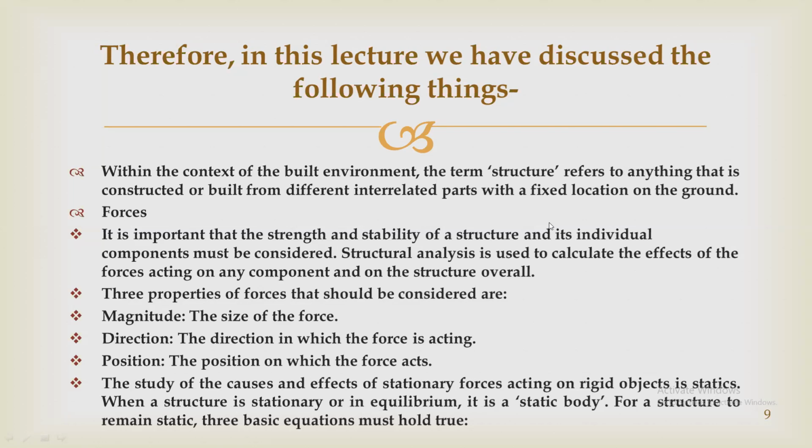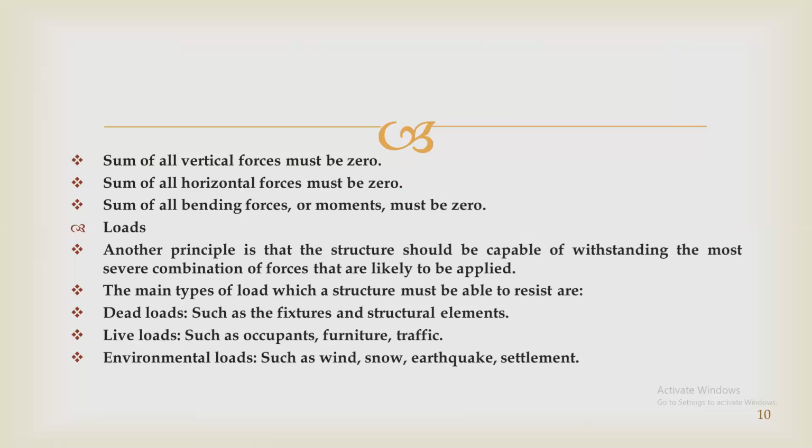Okay, so while going, if a structure is to be stable, it must follow the three basic equations of equilibrium, and they are: the summation of vertical forces must be zero at a particular joint, the summation of horizontal forces must be equal to zero, and also the summation of moments at any joint must be equal to zero.